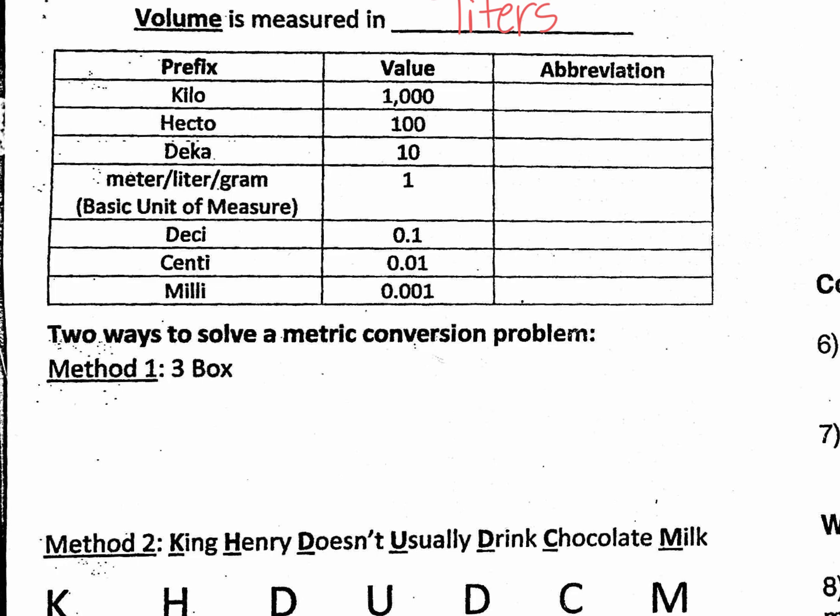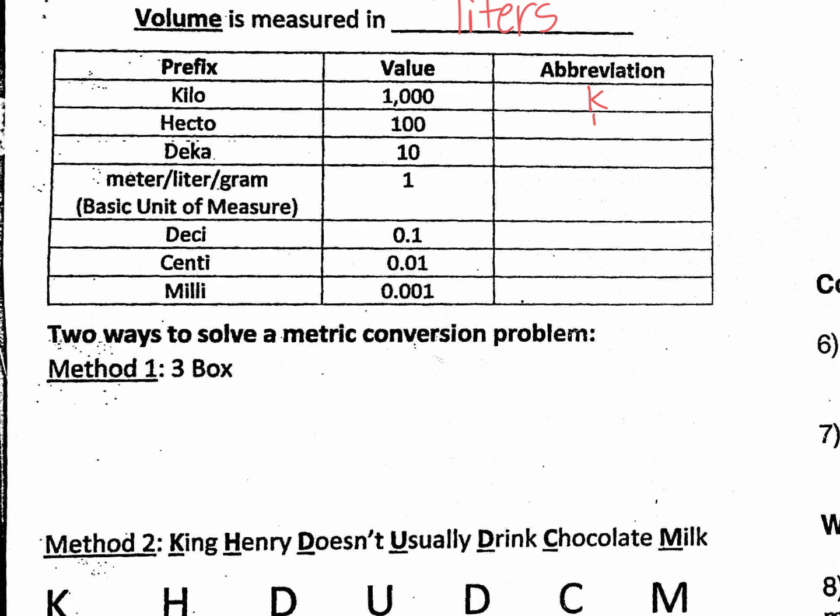So in our prefix column, you'll notice on the left side, the first one that I have is a kilo. Kilo is valued at 1,000, and we write a little k to represent kilo. So if I wanted to write kilometers, I would have a k and an m to represent kilometers, because kilo is a prefix.